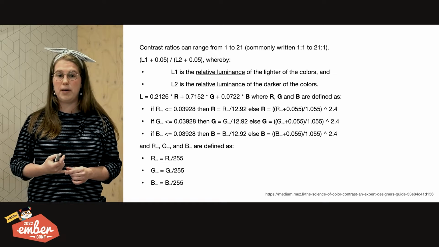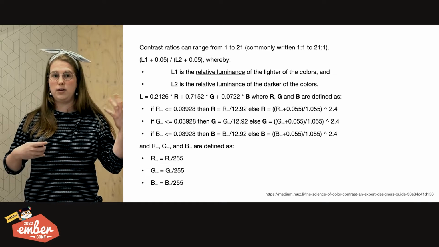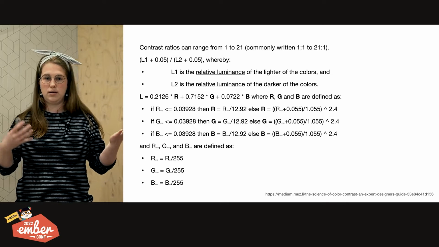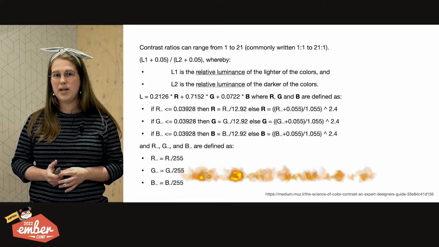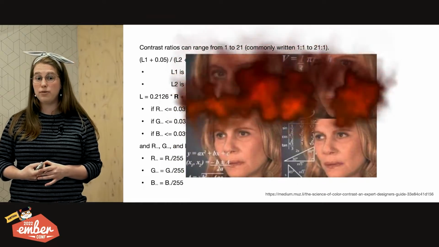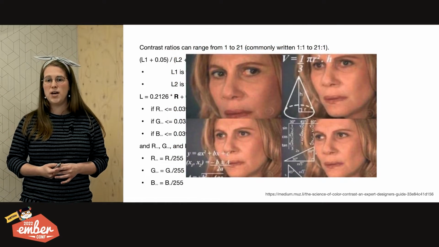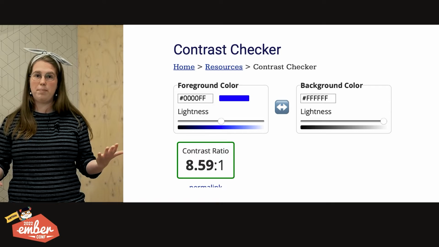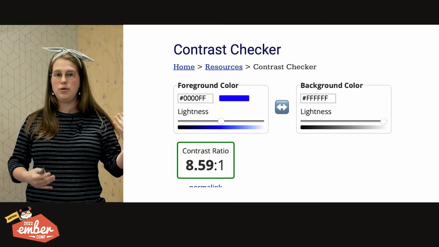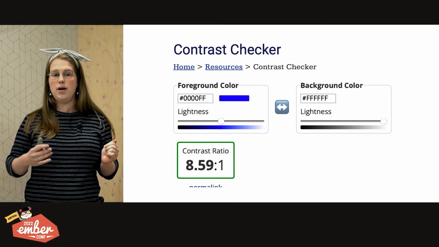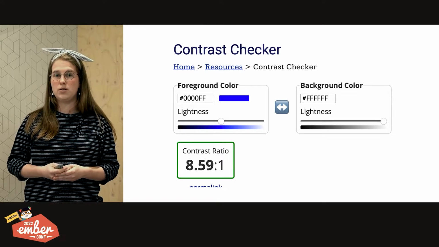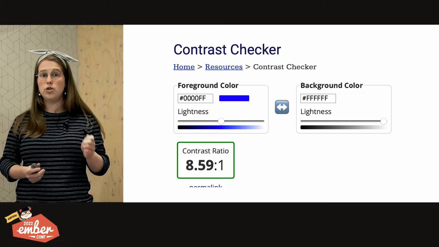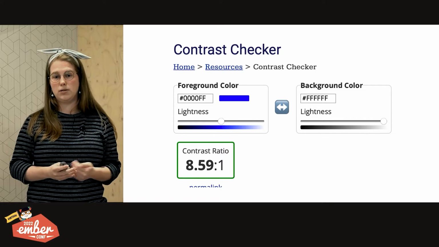There's a lot of math behind it, where you can use the relative luminance of one to the relative luminance of the other and calculate it. I don't do that much math on my day-to-day basis, so there are things like the WebAIM contrast checker that allow you to put in the hex value of your color, foreground and background, and see what the contrast ratio is. It also allows you to adjust your color to see when it passes.